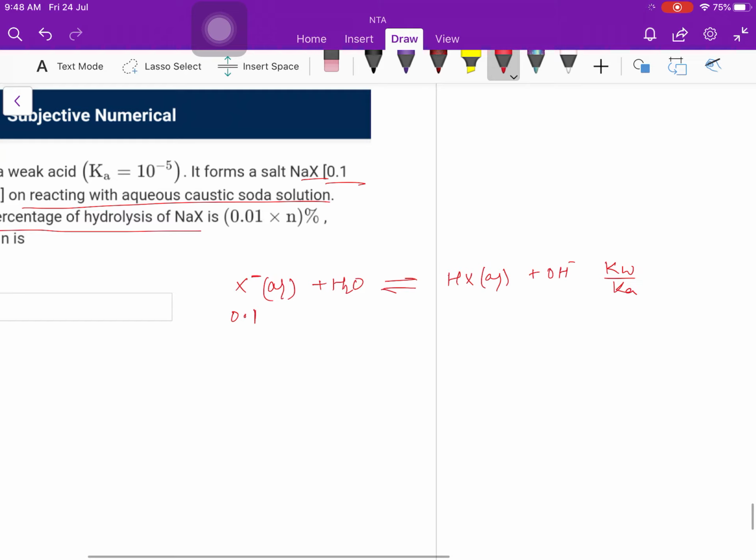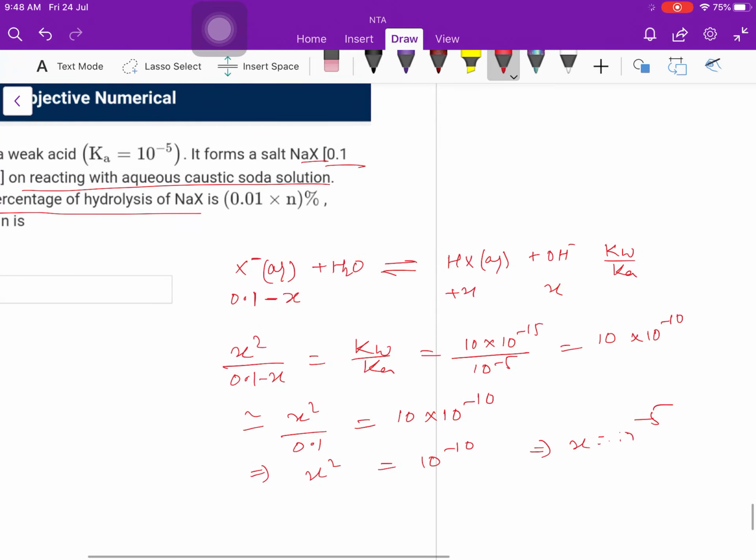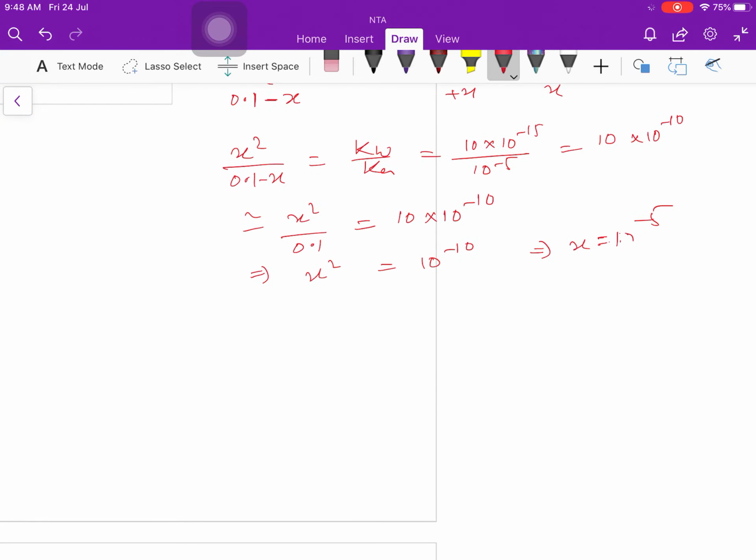This was 0.1 molar, so it is 0.1 minus X, plus X, plus X, so we get X square upon 0.1 minus X, equal to Kw upon Ka. This is 10 into 10 to the power minus 15 upon 10 to the power minus 5, which is equal to 10 into 10 to the power minus 10. Approximating it with X square upon 0.1 equal to 10 into 10 to the power minus 10, we get X square equal to 10 to the power minus 10. This implies X is equal to 10 to the power minus 5.